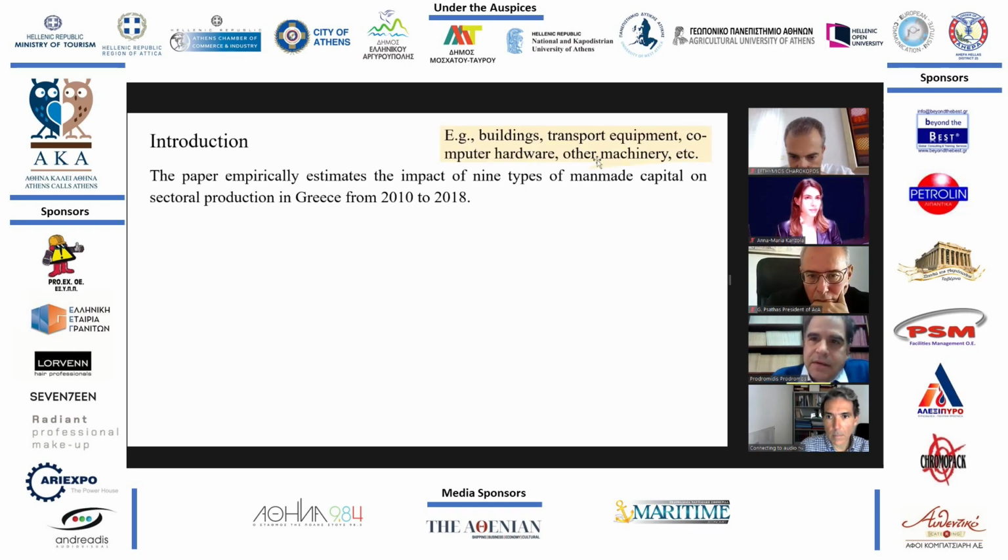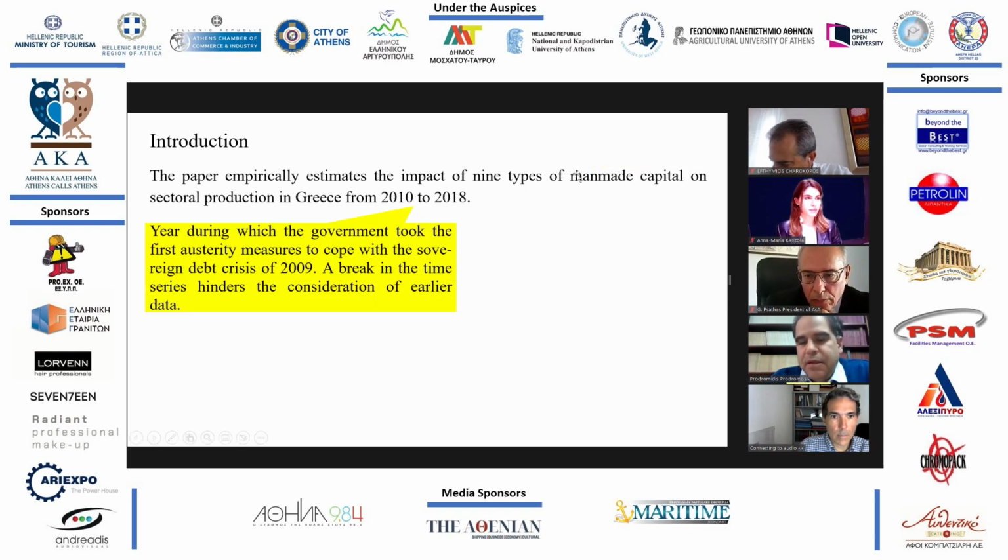Man-made capital involves transport equipment, computer software, buildings, structures, and so on. We picked 2010. It's a year during which the government took the first austerity measures to cope with the sovereign debt crisis of 2009, and the break in the time series prevents us from going to earlier years.